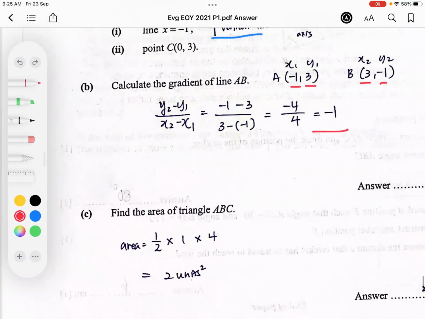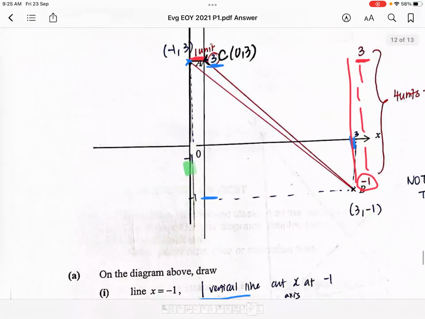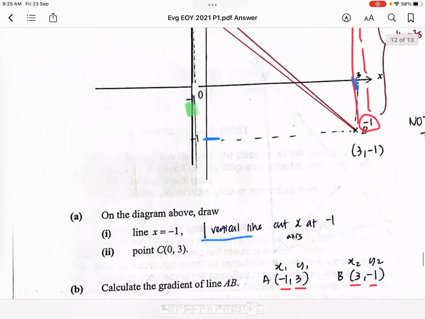Okay, so it looks confusing, but if you do it slowly and you remember the concept, it's doable. At least must try, don't leave blank.